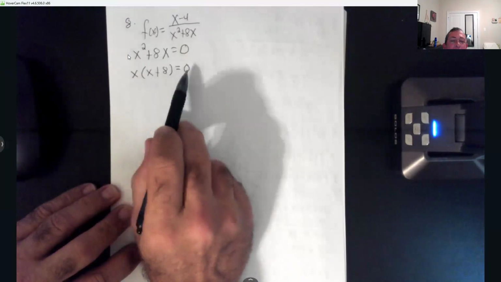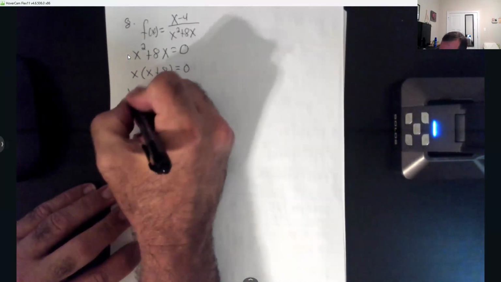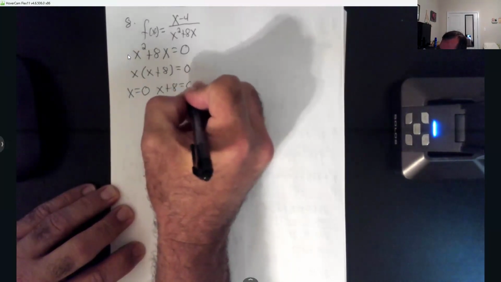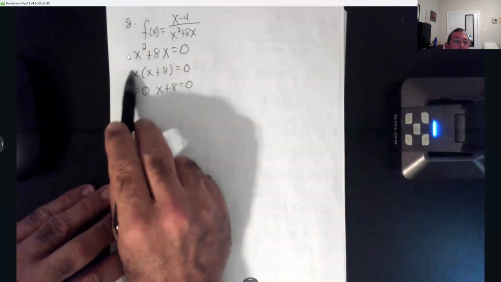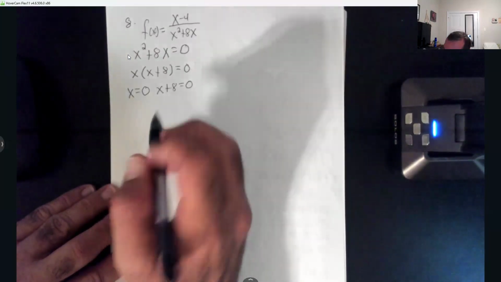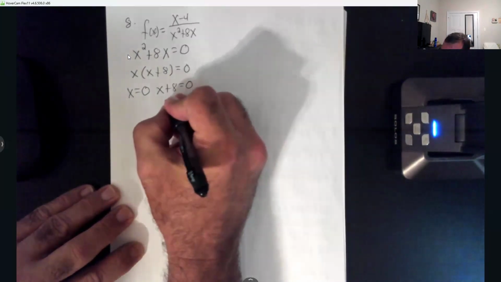And then set both of these factors equal to 0 and solve. And y'all, by now I'm hoping y'all see that anytime you factor out the variable, it always equals 0 for these, okay? And then on this one, we would just subtract 8.